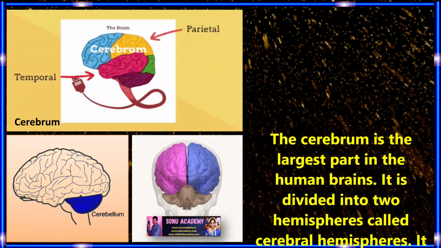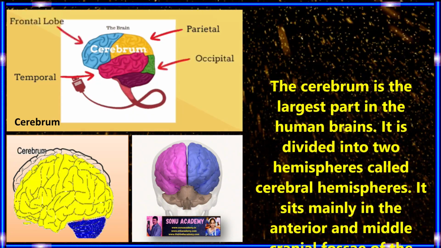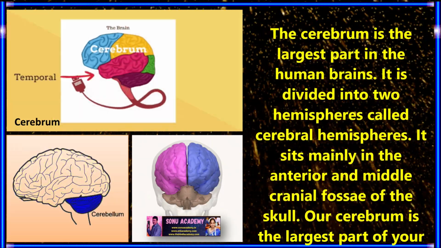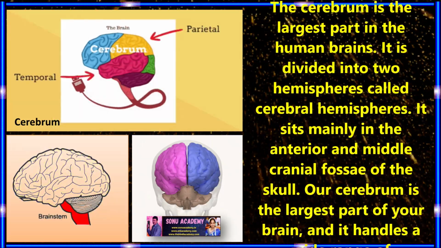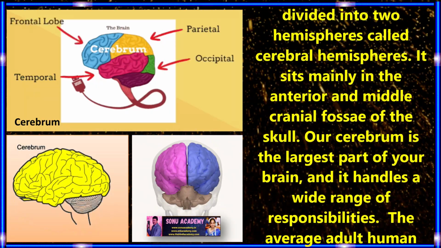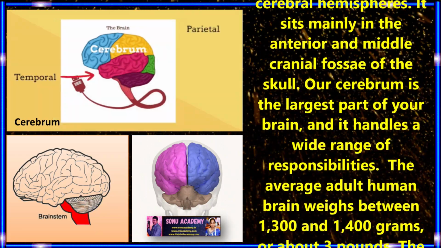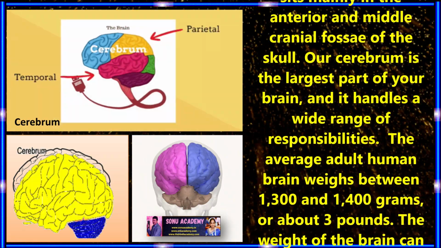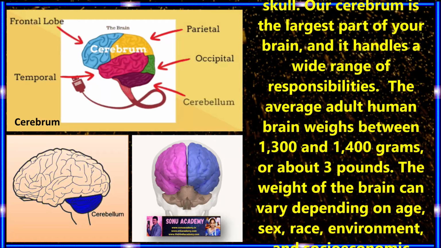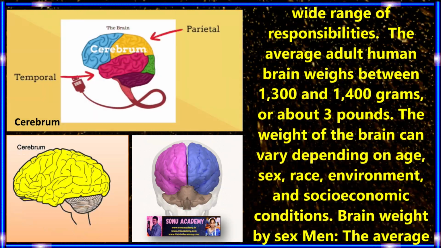It is divided into two hemispheres called cerebral hemispheres. It sits mainly in the anterior and middle cranial fossa of the skull. The cerebrum is the largest part of your brain and handles a wide range of responsibilities. Children, the average adult human brain weighs between 1300 grams to 1400 grams, or about 3 pounds. The weight of a brain can vary depending on age, sex, race, environment, and socio-economic conditions.